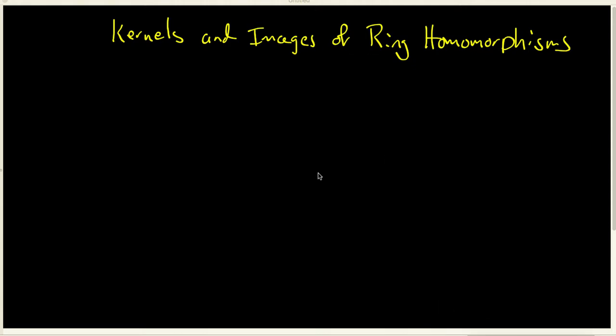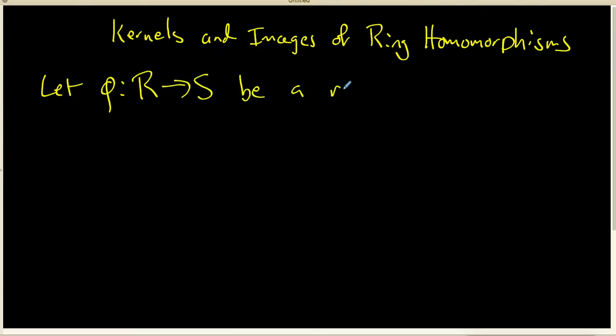In this video, we're going to look at kernels and images of ring homomorphisms. So we're going to start with the definitions. We're going to let phi go from ring R to ring S be a ring homomorphism.